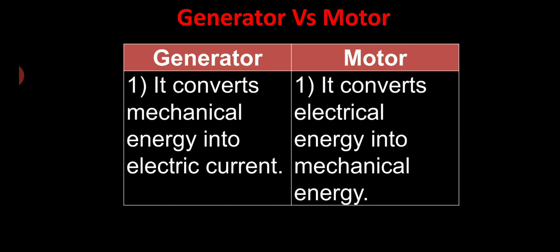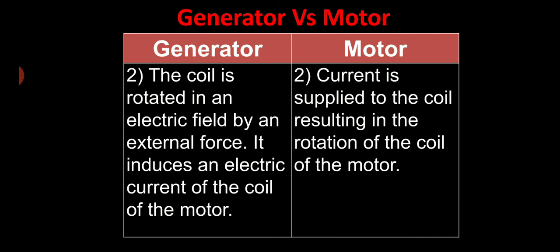Now what is the difference between generator and motor? A generator converts mechanical energy into electrical energy, while a motor converts electrical energy into mechanical energy. The second difference is that in a generator, the coil is rotated in a magnetic field by an external mechanical force, and that induces an electric current in the coil. Whereas in a motor, current from the battery is applied to the coil, resulting in rotation of the coil.